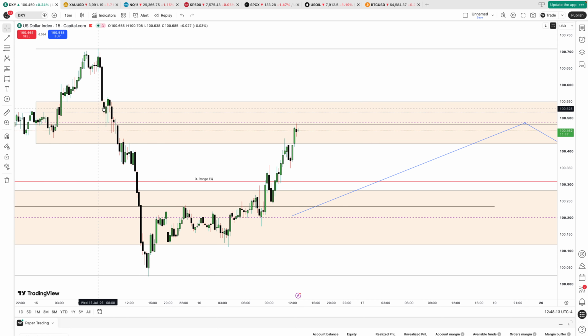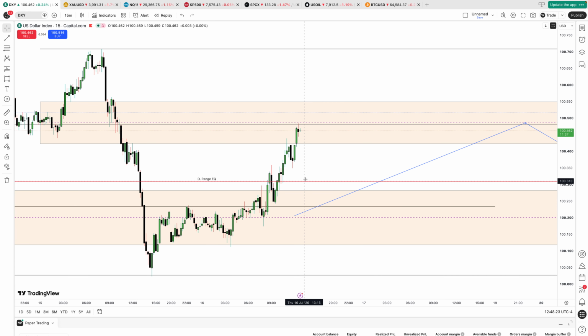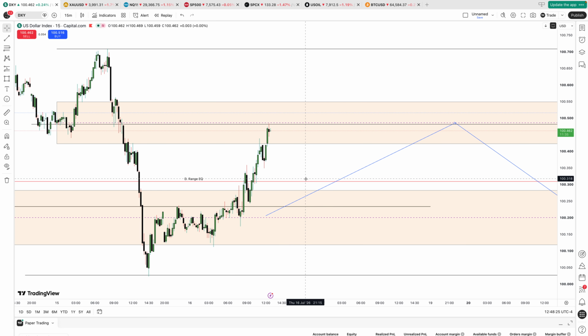Why is it an inversion fair value gap? Because price traded through it, and we want to see price respect it and keep on selling. There's another one here, but I'm okay. I'm okay for price to get to this point, and I'm fine. This is it. So this was how I traded my DXY for the day.